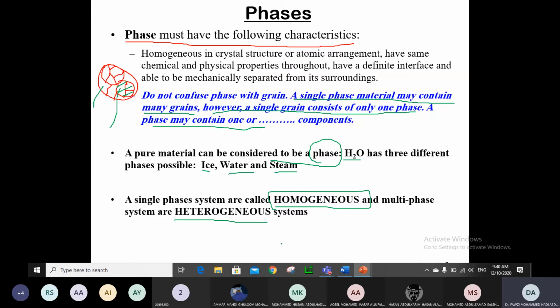Heterogeneous systems are systems which have two or more crystal structure types. Two or more phases in the material are called heterogeneous systems or heterogeneous microstructures. When the material consists of only one phase, one type of crystal structure only, we refer to that as homogeneous structure or configuration.